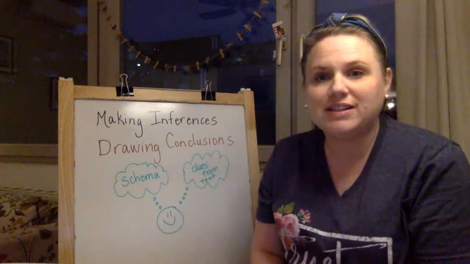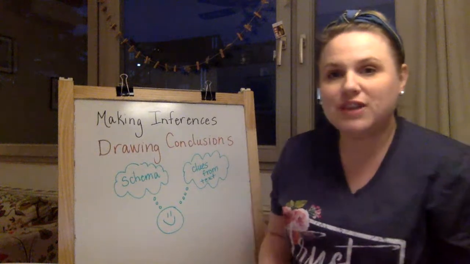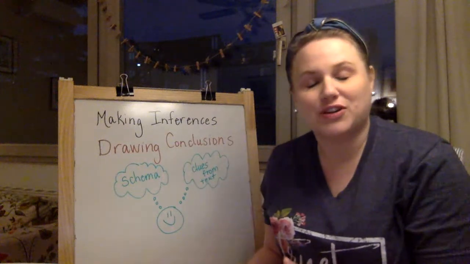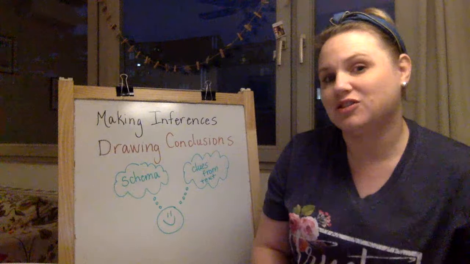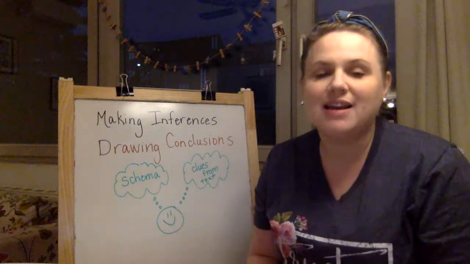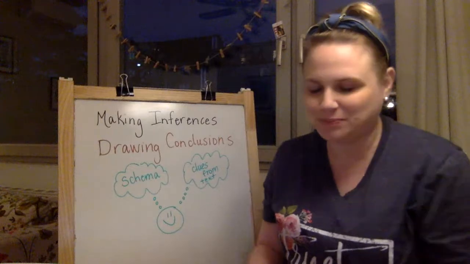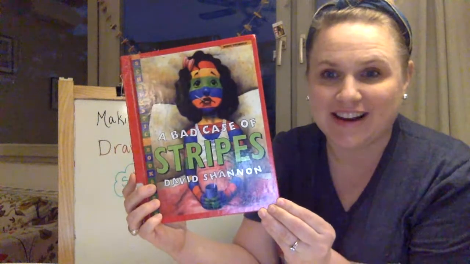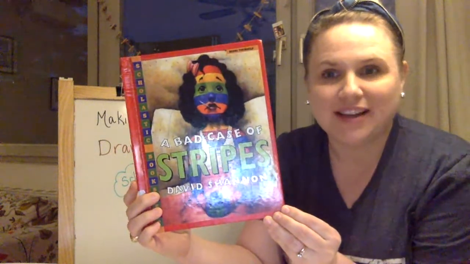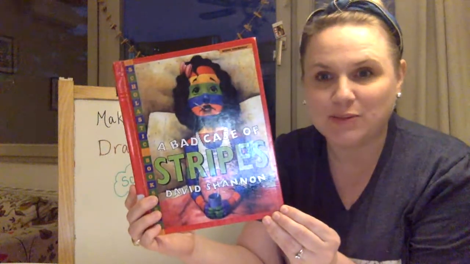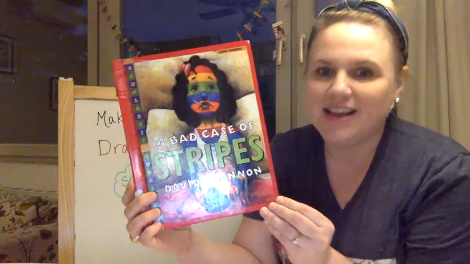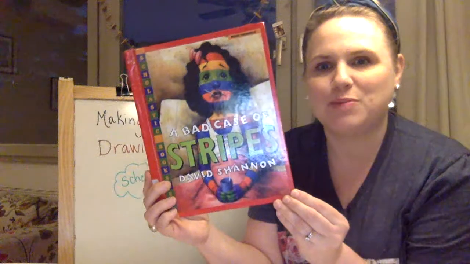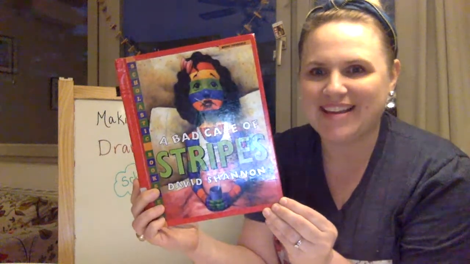The author doesn't always tell us in the words how an author's feeling or something that's going on. We have to use clues from pictures, from what the author tells us about the character, what the character says. All of those things are clues that help us make inferences and draw conclusions. So today our story is called A Bad Case of Stripes by David Shannon. In this book, I'm going to stop and ask you some questions, and I'm going to ask you to draw some conclusions and make inferences. So remember, use your background knowledge, use your schema, and clues from the story to help you make those decisions. Okay, you ready to read?